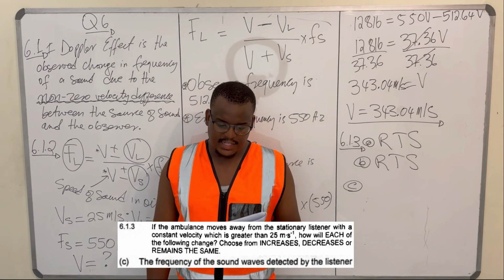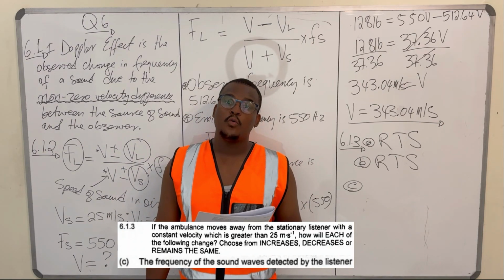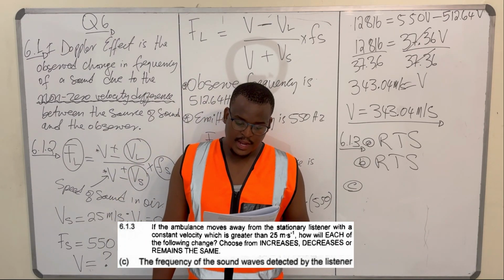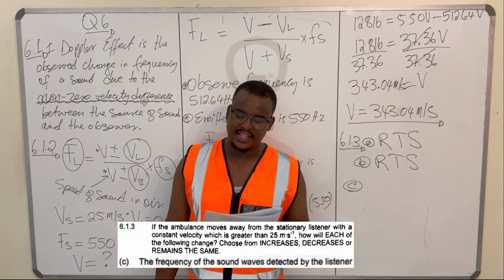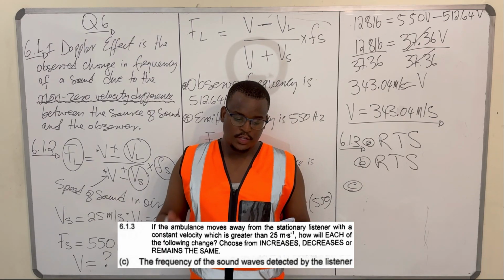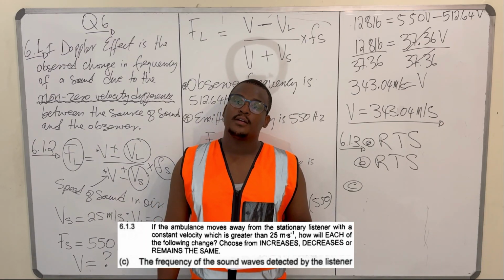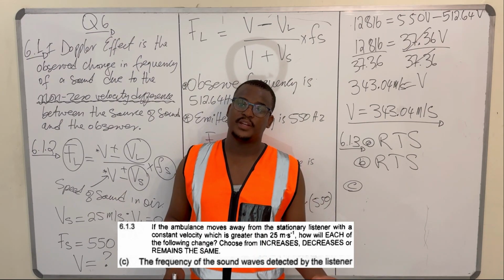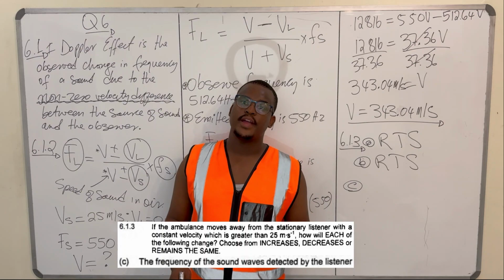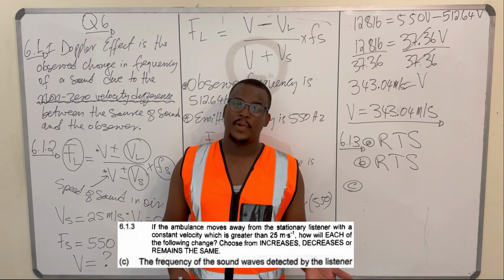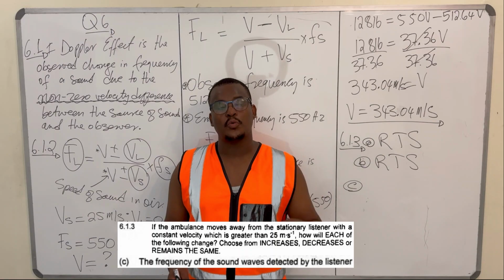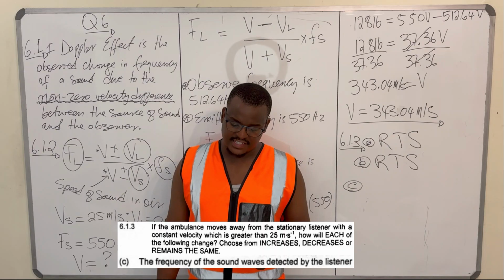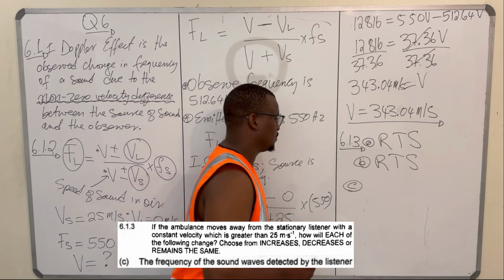At C, they're asking, how will this ambulance moving at a greater velocity affect the frequency of sound waves detected by the listener? Now this ambulance is moving away from the listener at a greater speed. How will that affect the frequency detected by our listener? So I'll say the frequency of sound waves detected by the listener will decrease.